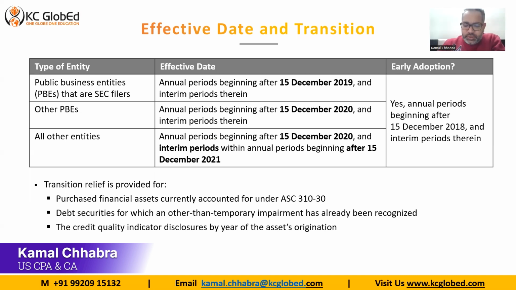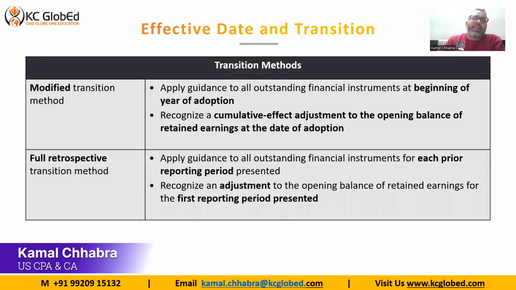Transition relief is not applicable for you, but you should know the transition method. Generally, if any new accounting standard codification comes, there are two types of transition method. One is the complete, or full retrospective, method. The other is the modified transition method. Whether it's ASC 606, 842, or 326, whenever a new standard comes, it comes with both types of transition method, and both are acceptable.